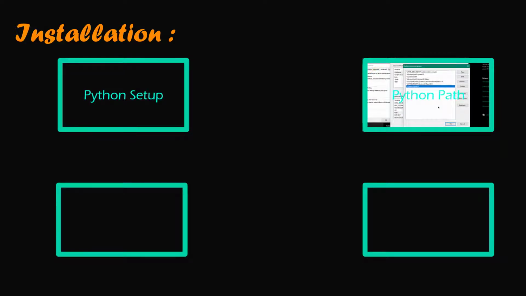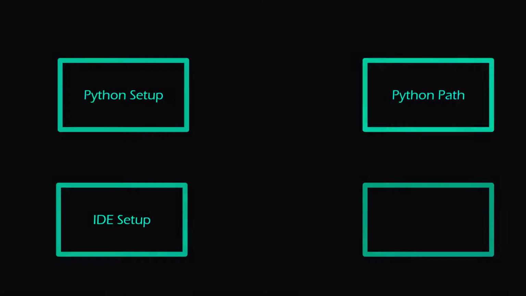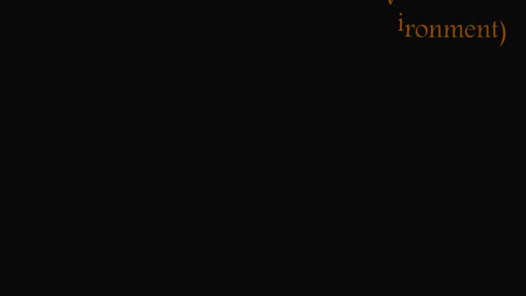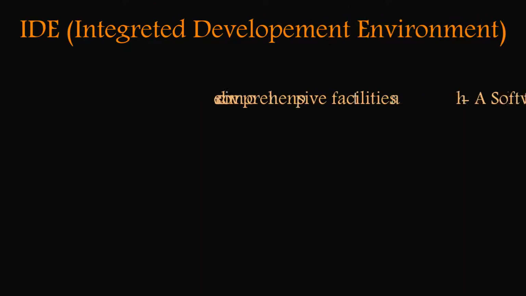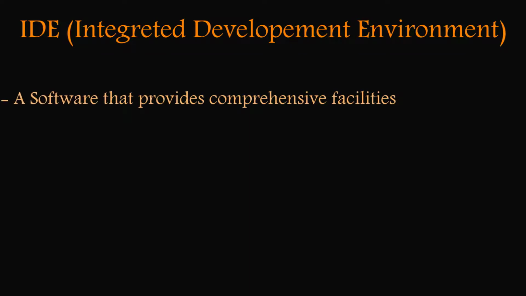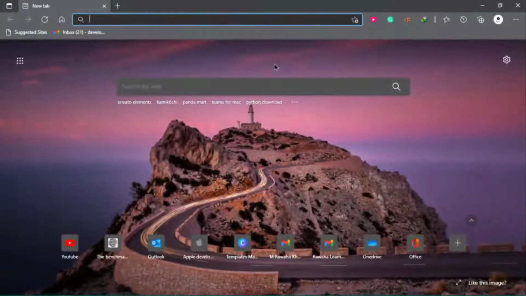The third step is to install an IDE, which is the code editor. An IDE is basically a software application that provides comprehensive facilities to computer programmers for software development. In simple words, I can say that an IDE is an environment where you can code. So let's install the IDE.